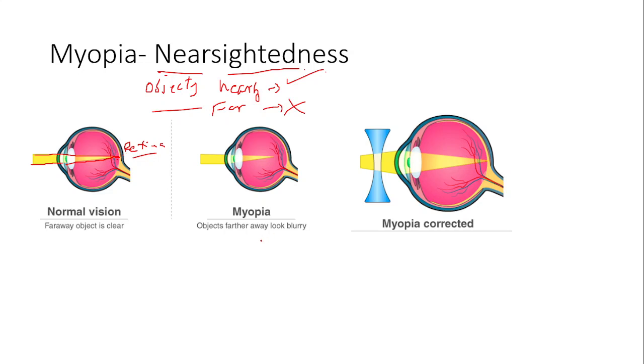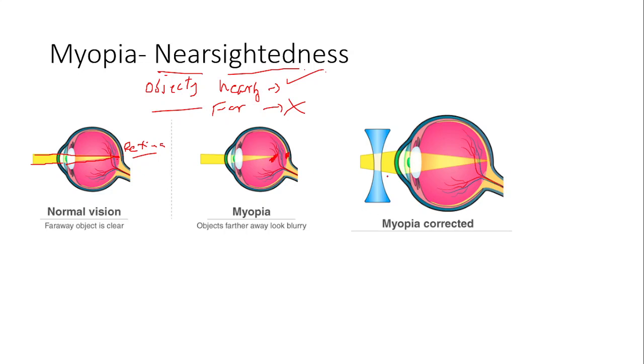But for the people who have myopia, for various reasons, the rays converge in advance. It was supposed to come here, but it falls here itself. The image falls here itself and it becomes blurry. So this is the problem with myopia. The image falls before the retina, before the screen itself, so they cannot see properly.